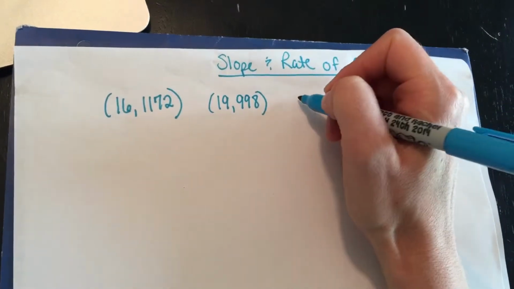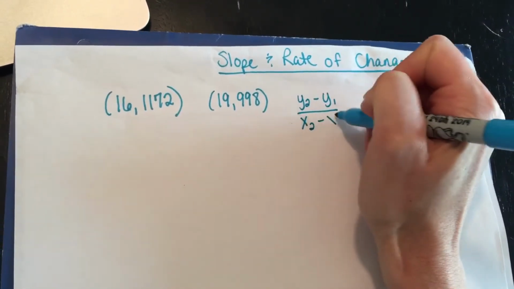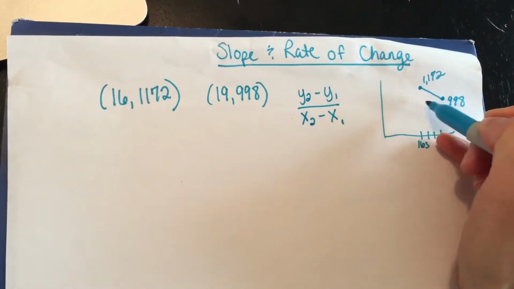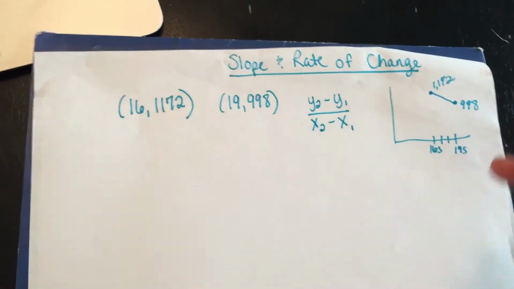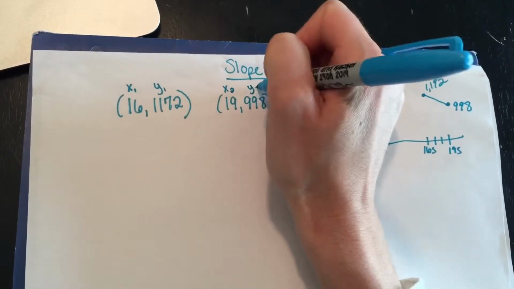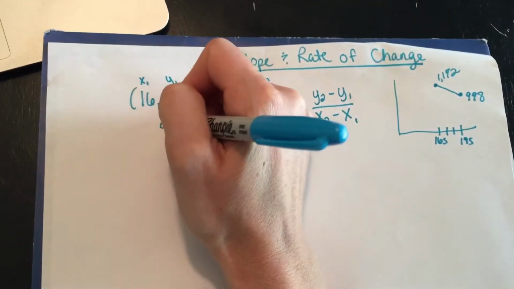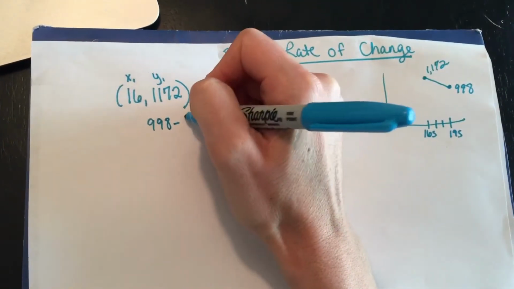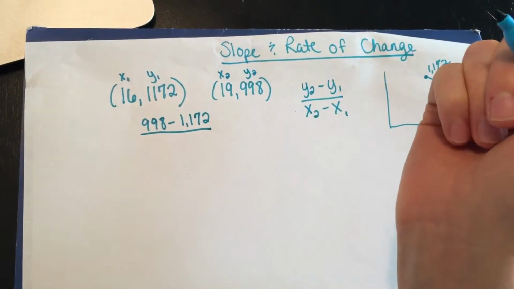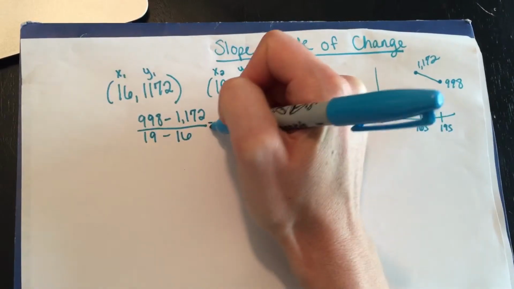So my equation for slope is y sub 2 minus y sub 1 over x sub 2 minus x sub 1, or thinking about this, the rise over the run. So I'm going to label my coordinates, x1, y1, x2, y2. And now I'm just going to plug them in. So I'm going to have 998 minus 1,172 divided by x sub 2, which is 19 minus 16.